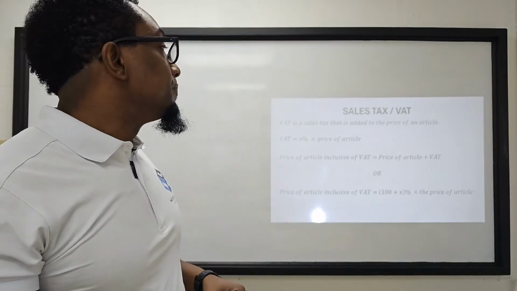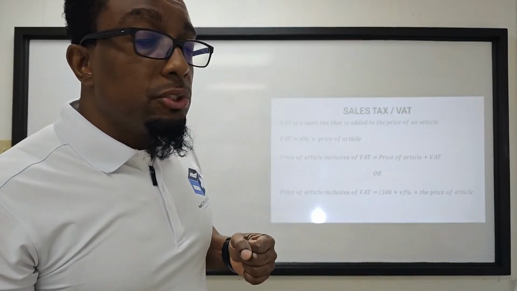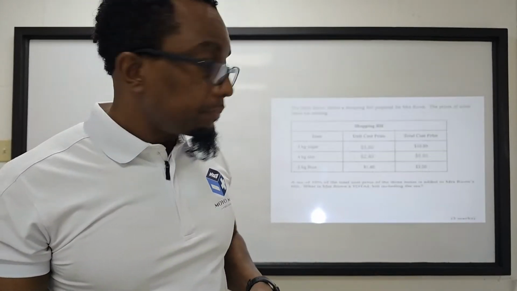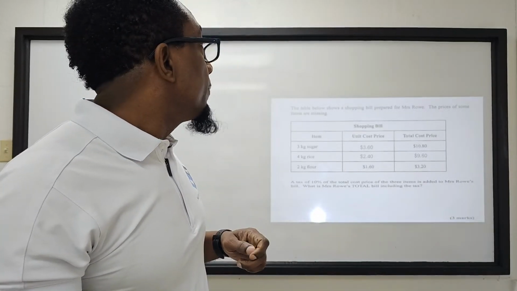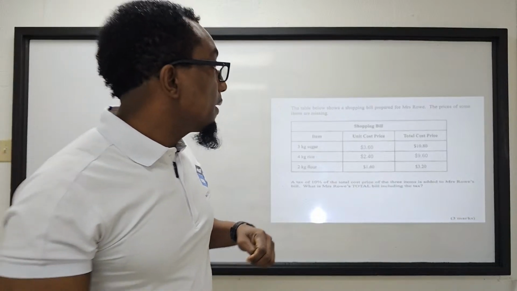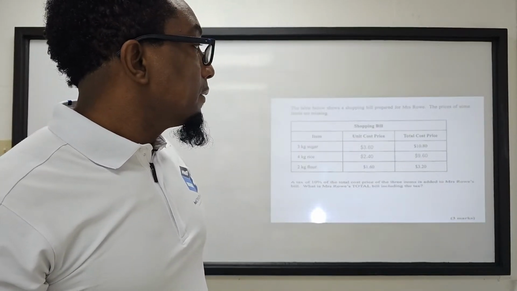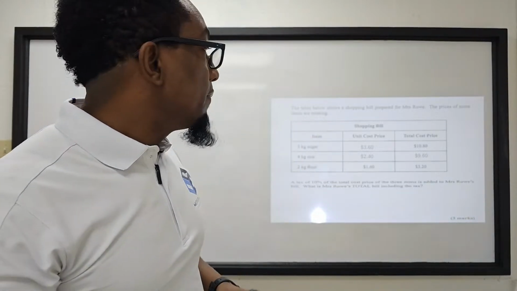Another approach will be, because sales tax is a percentage increase, we can add the percentage to 100 and multiply that by the price of the article. That's another way of obtaining the same result. So here, the table below shows a bill prepared by Mrs. Rowe. The prices of some items are missing, so I included those items, for here, here, and there: the 360, the 240, and the 960. So this was done in a question previously, and of course I already included those values.